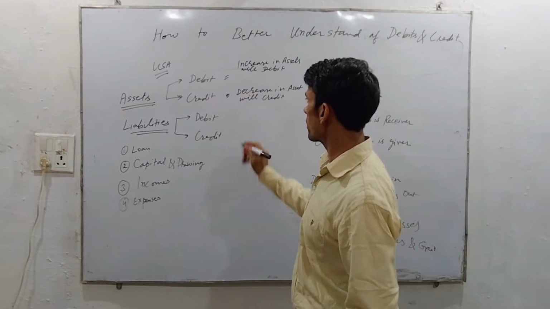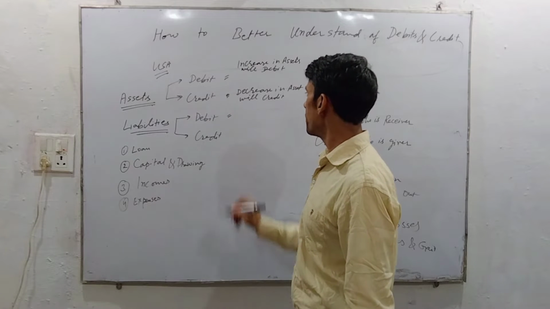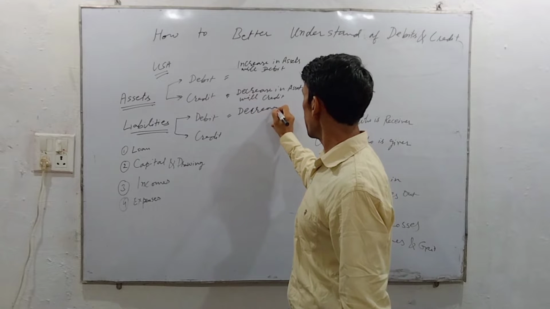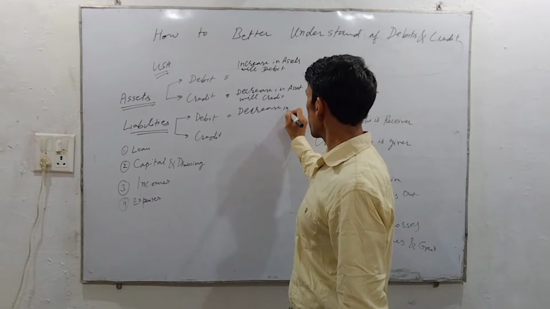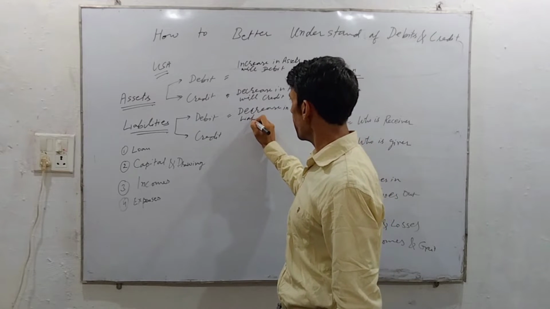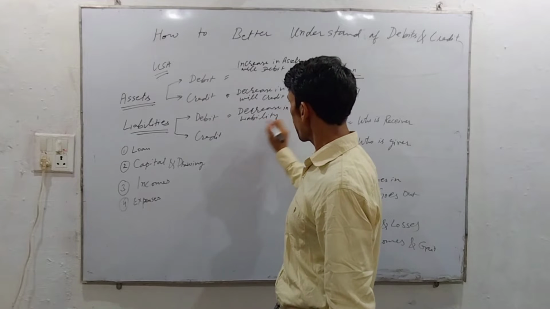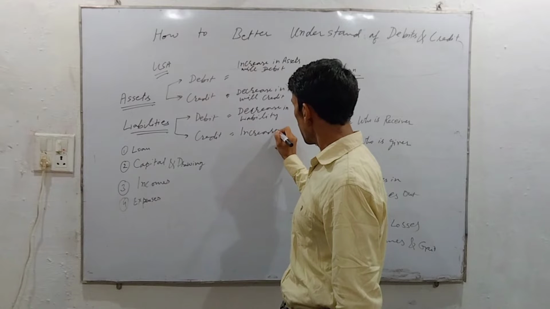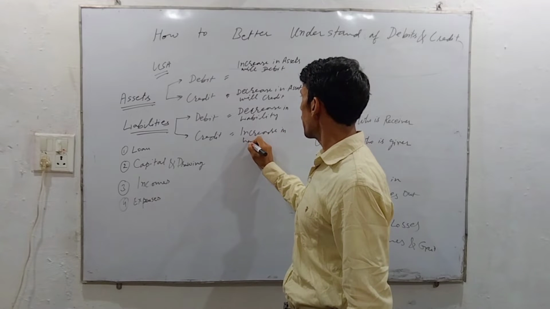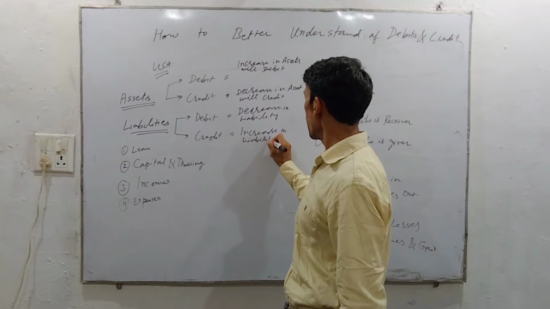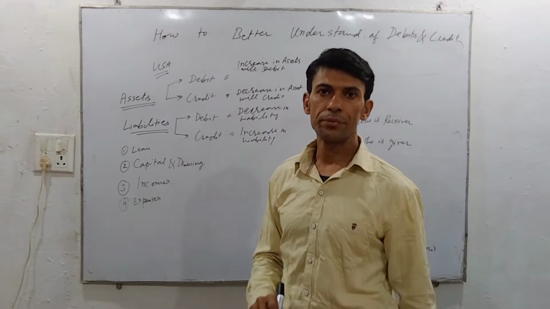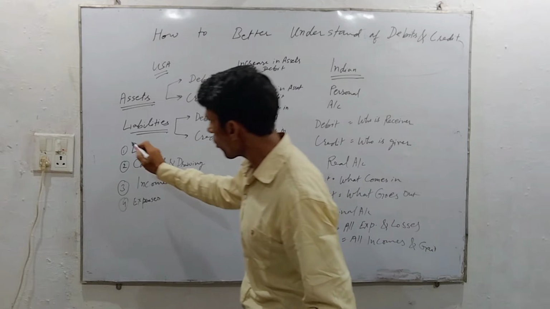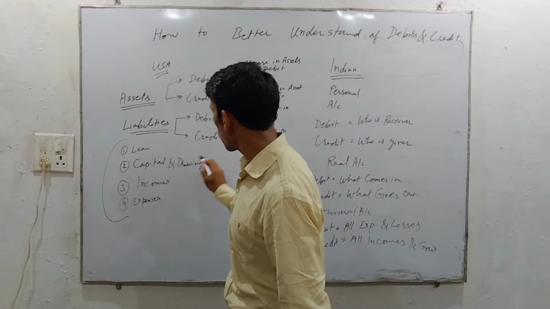Second, liabilities. A decrease in liability is debit, and an increase in the liability will be credit. Simple tools. Now these four facts are included in liabilities.